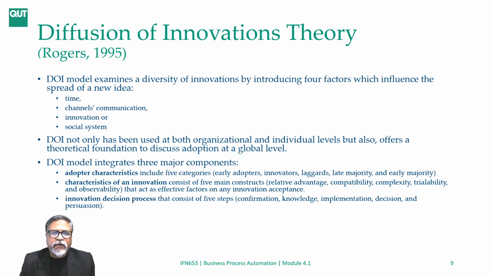The first is adopter characteristics that will include five categories. Early adopters, people who are risk takers and go for the technology as soon as it's introduced. Innovators, the next generation, which will learn from the adopters and then move into use of technology. Laggards, who will be risk averse, and will look carefully at the technology outcomes and then adopt. Late majority, who will wait and listen and watch, and then finally early majority.